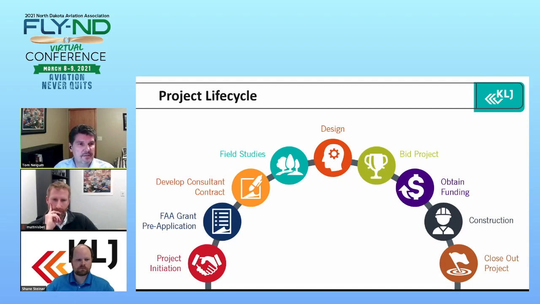So with a project life cycle, really it's starting out with the project initiation, moving on to the FAA grant pre-application. Then you develop your consultant contract, perform your field studies that are necessary, design the project, bid the project, obtain funding, construct the project, and then ultimately close the project out and start the cycle over with your next project.